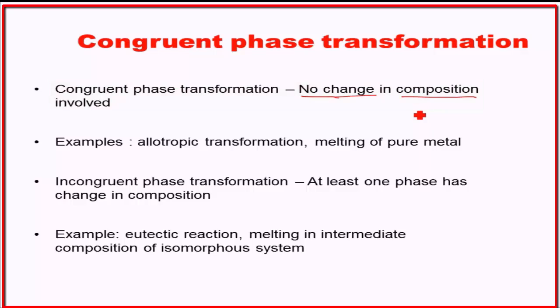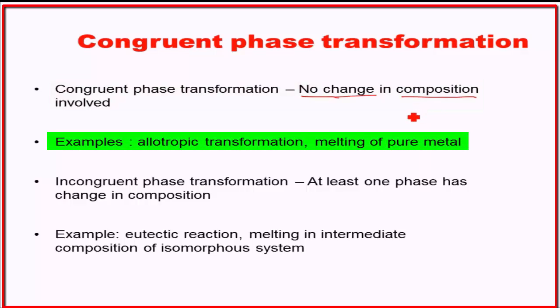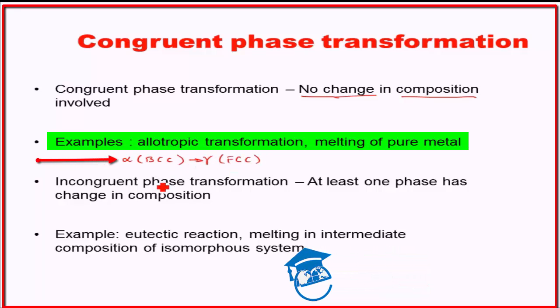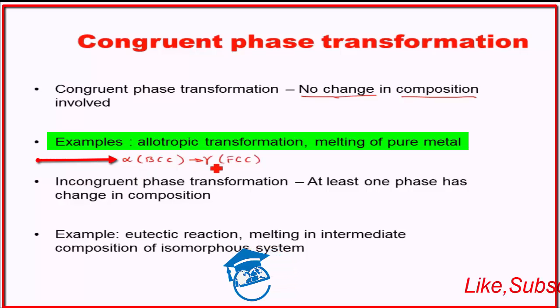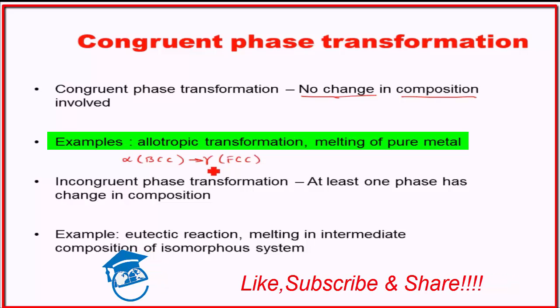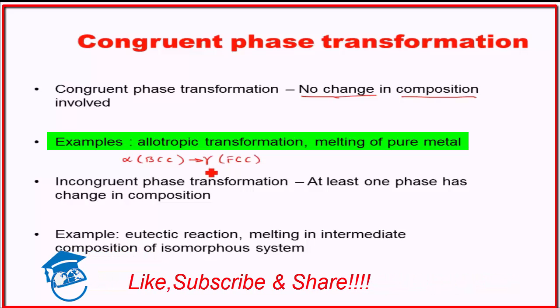Examples of such transformation: allotropic transformation. Allotropic transformation basically means there are certain elements or metals which exist in different allotropic forms. Like iron can exist in the alpha form, which is body centered cubic, whereas in gamma form it is face centered cubic. So this transformation of alpha iron to gamma iron, or the other way around, is a congruent phase transformation, because the composition does not change but the phase is changing.